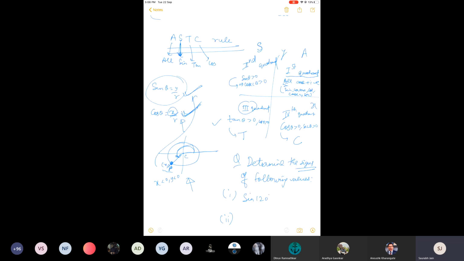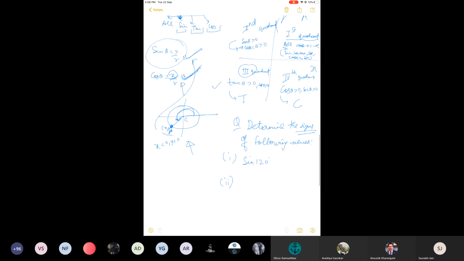All, sine, tan, cos. If sine is positive, cosec will be positive. If tan is positive, cot is positive. If cos is positive, sec is positive. Only remember the positive values because the others will be negative. Based on this, I was taking an example, where we are supposed to determine only the signs. We cannot find the values till now. For that, there is one more rule. But by the above discussion, we can definitely find the signs of the following values.